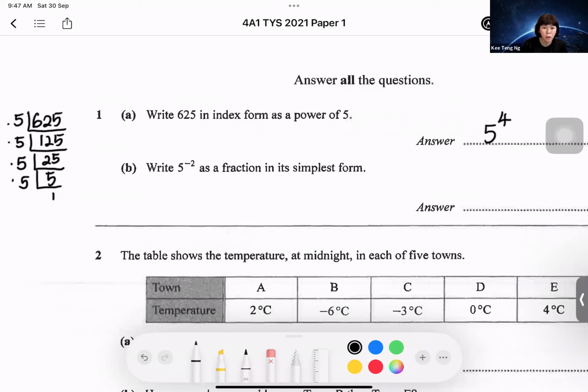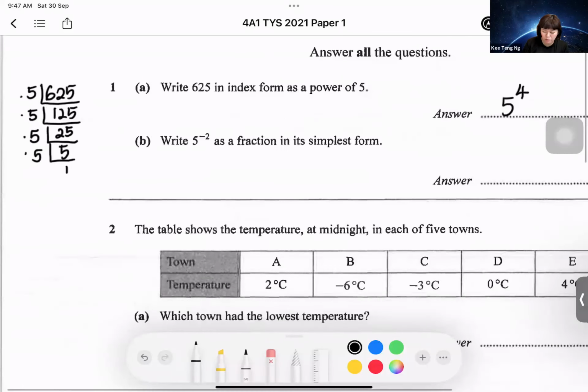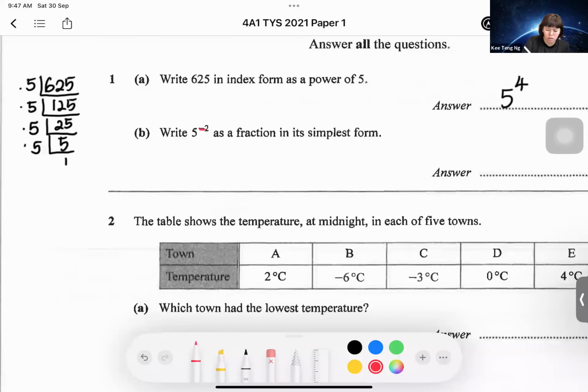Next, write 5 to the power negative 2 as a fraction in its simplest form. When we have a negative power, it means 1 over. And then 5 to the power of 2, 5 squared is actually 25. 1 over 25. Alternatively, you can key 5 to the power of negative 2 into your calculator. You will also get its answer.